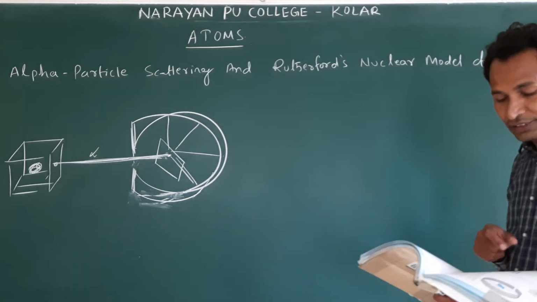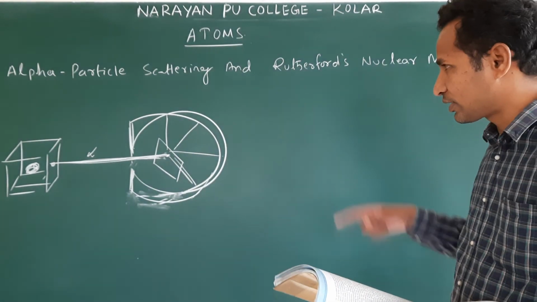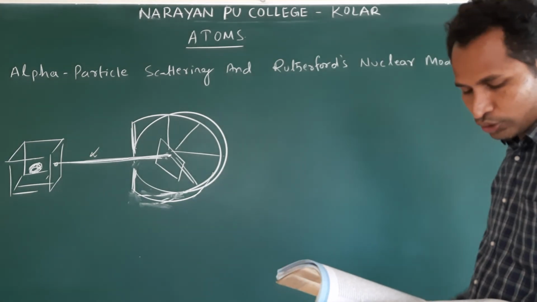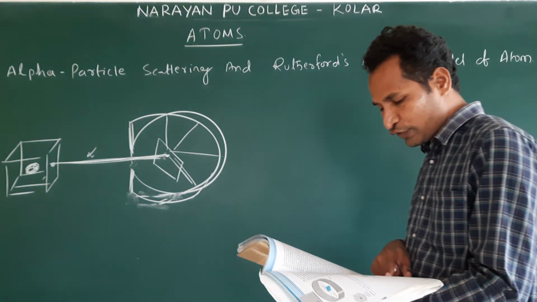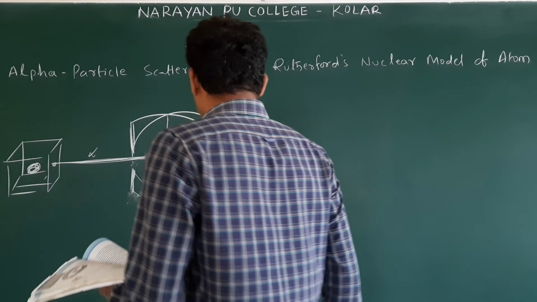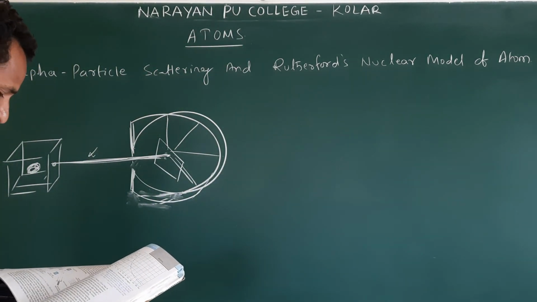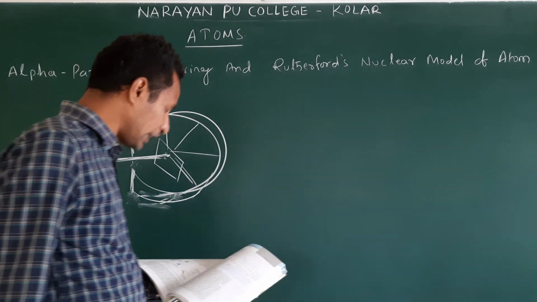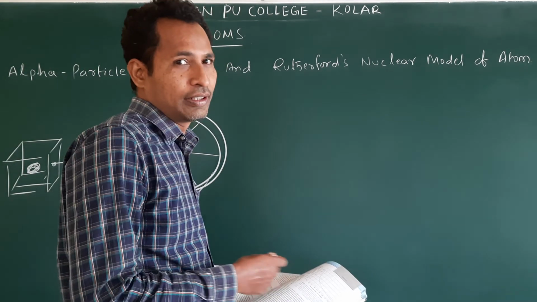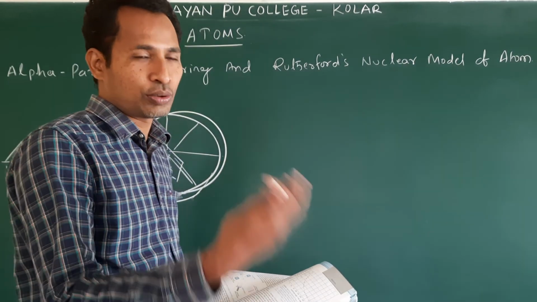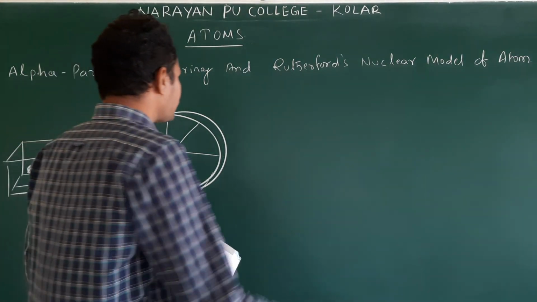Next, we do expect this schematic diagram for 2 marks. Now I will draw on the board the schematic arrangement of the Geiger-Marsden experiment. This we do expect for 2 marks: draw the schematic arrangement of the Geiger-Marsden experiment. From this experiment, we will conclude. We will see the conclusion of the Rutherford model.